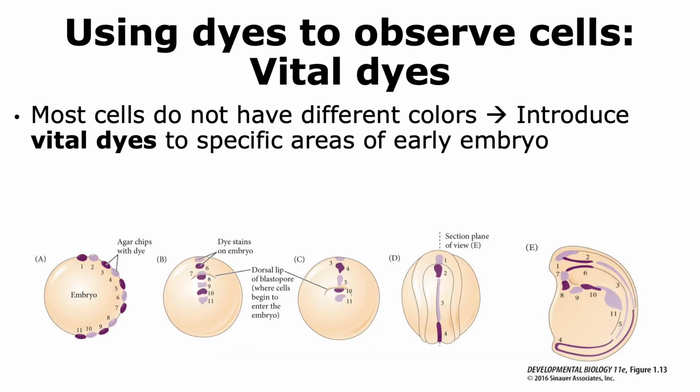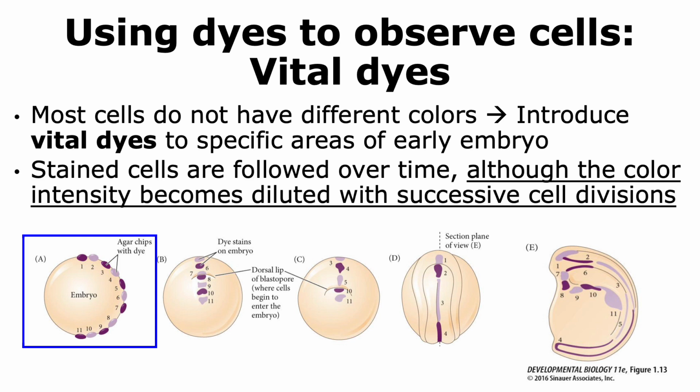However, not all organisms show different colored cells. And hence, scientists decided to use vital dyes, which are basically dyes that can be observed through the naked eye because they have a color associated with them. These vital dyes can be applied to specific areas of the embryo to stain certain types of cells, as shown in the figure below. The stained cells can then be followed over time to determine what happens to those cells and what kinds of organs they form.